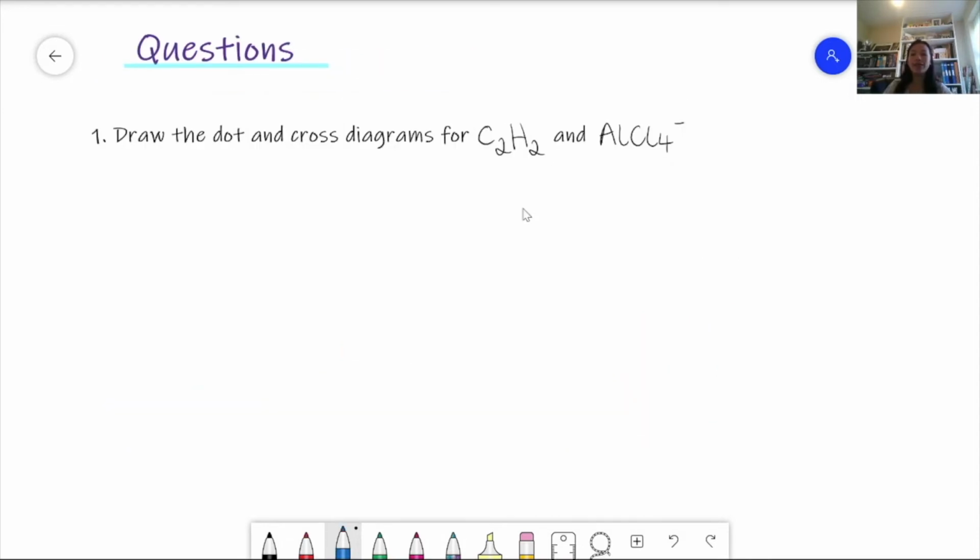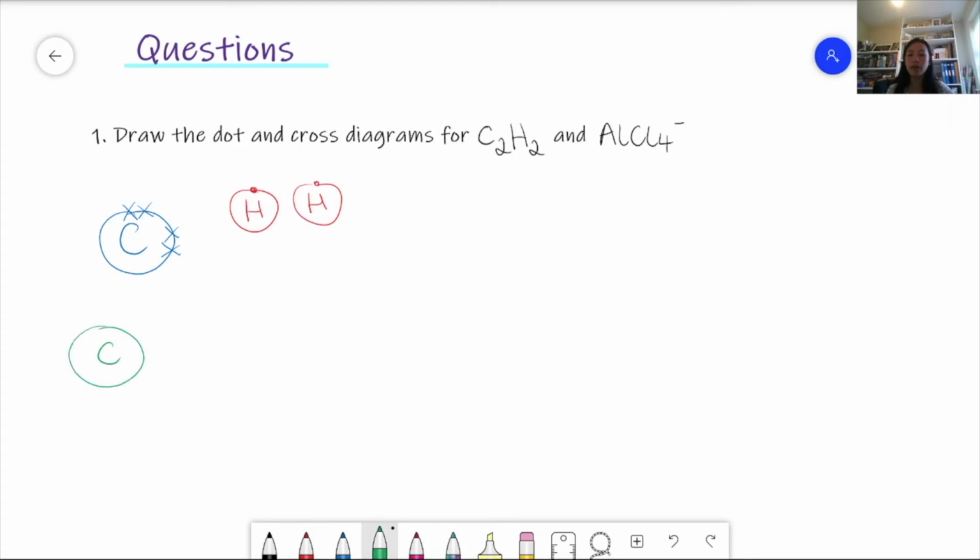Now we're going to look at some questions. So the first question is to draw the dot and cross diagrams for C2H2 and AlCl4-. So for C2H2, we have 2 carbon atoms which are in group 4, and we have 2 hydrogen atoms which are in group 1. I'm going to put the other carbon in a different colour just so we can distinguish between them. And so first we think about what we need.